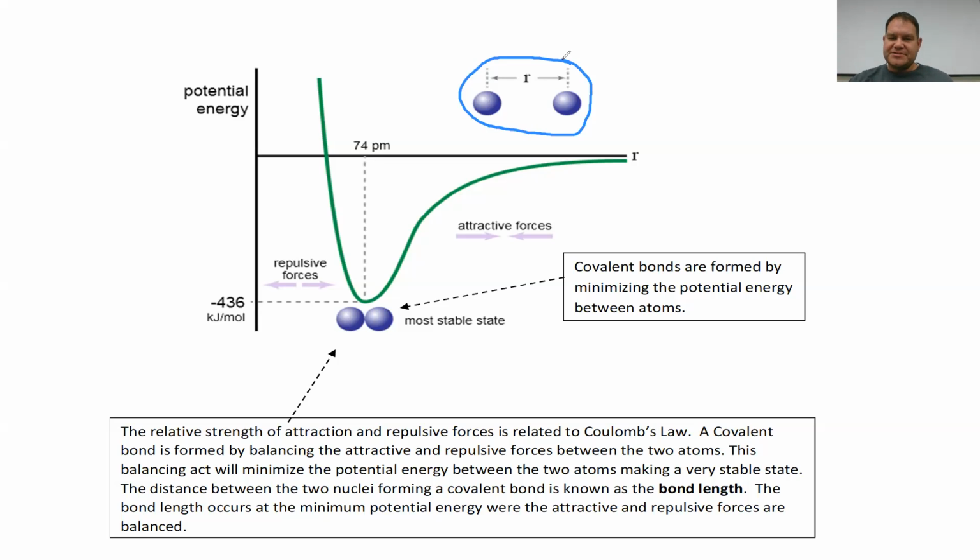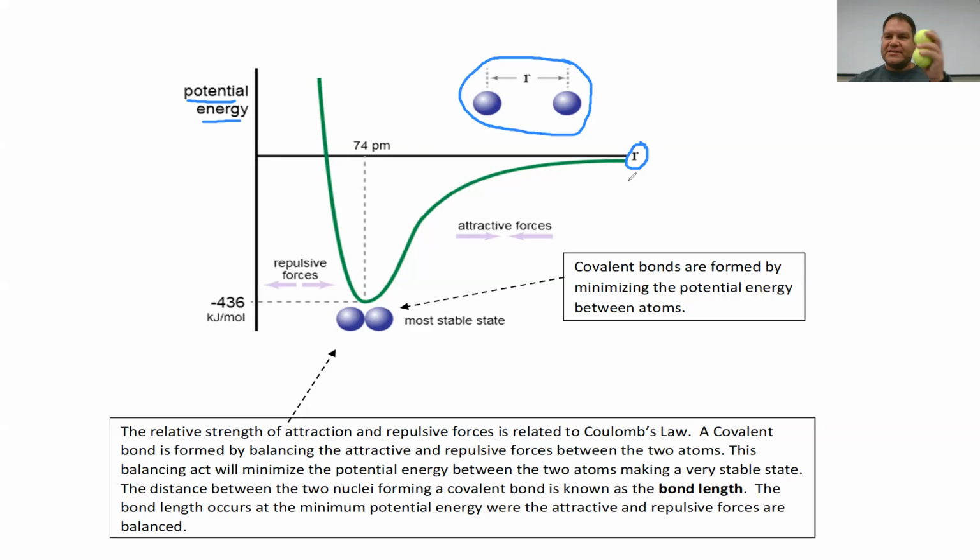Now, in this graph, if you look at the y-axis, it's labeled as potential energy. And the x-axis right here is the distance, the radius, the distance between the two atoms that are about to make a covalent bond from one another, okay? So what we're going to do is follow the distance between the two atoms that are going to form the covalent bond and the potential energy that these two atoms have, okay?